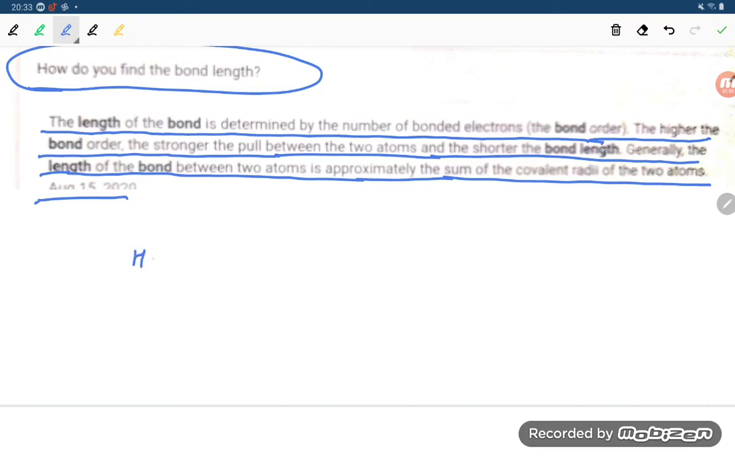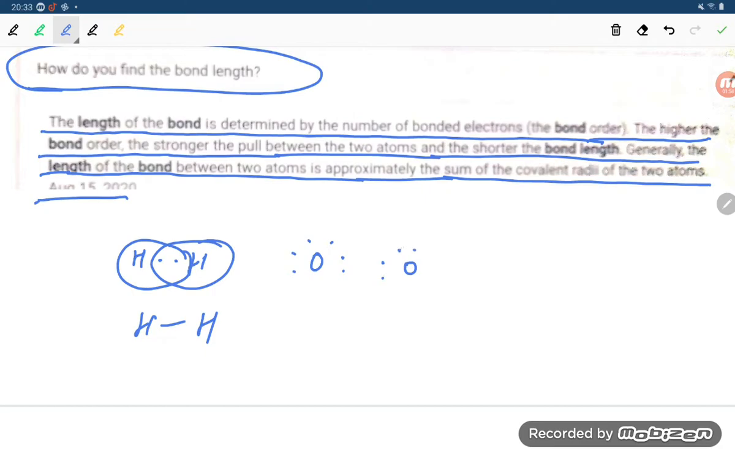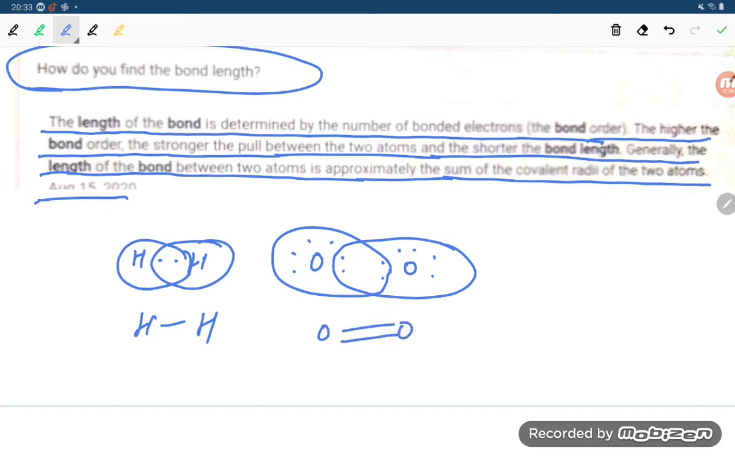Suppose we have H and H, so a single bond by sharing one electron: H single bond H. If you talk about oxygen, students, oxygen shares two electrons, so O double bond O. And if you talk about nitrogen, students, nitrogen shares three electrons.